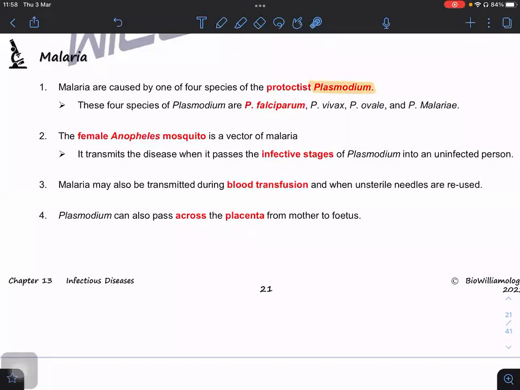Now, why do we highlight P. falciparum, or Plasmodium falciparum? Because it is the most dangerous one. It causes more side effects than the others. So now, what is a Protoctist? Protoctists are actually eukaryotic cells.